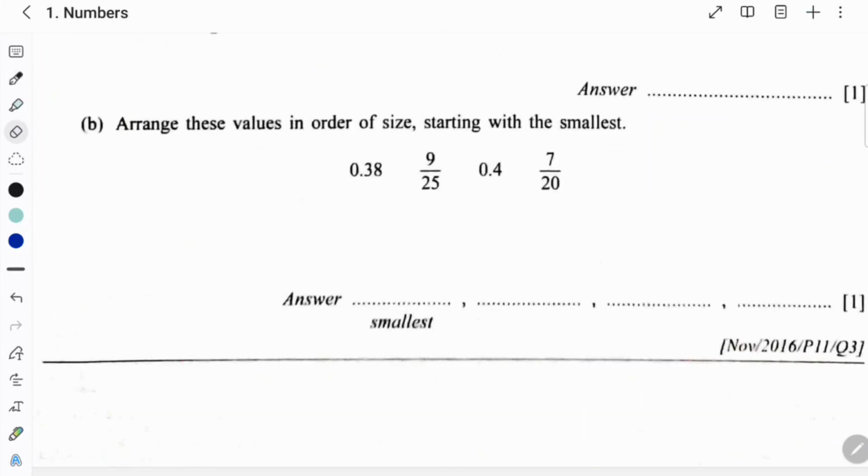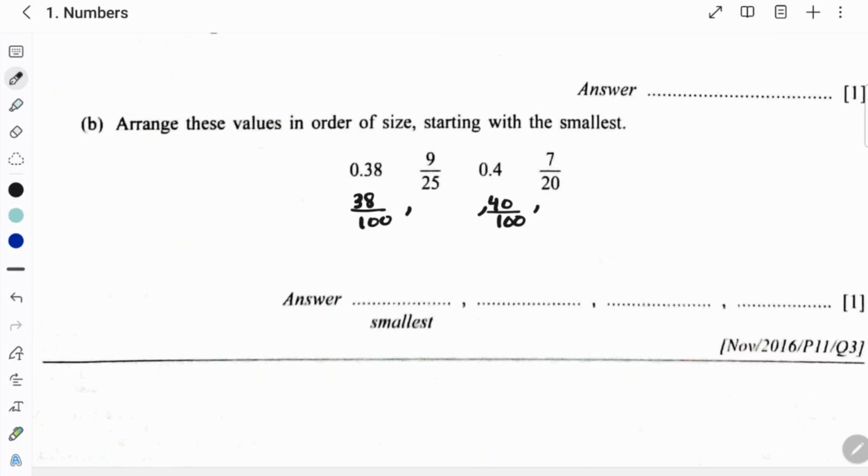In this question, either you can convert 9 over 25 and 7 over 20, it's up to you, or you can write down the same denominator as 100, which I can see here. So 38 over 100 is 0.38, and 40 over 100 is 0.4. If you don't understand, you can divide. I'll divide and also show it to you.